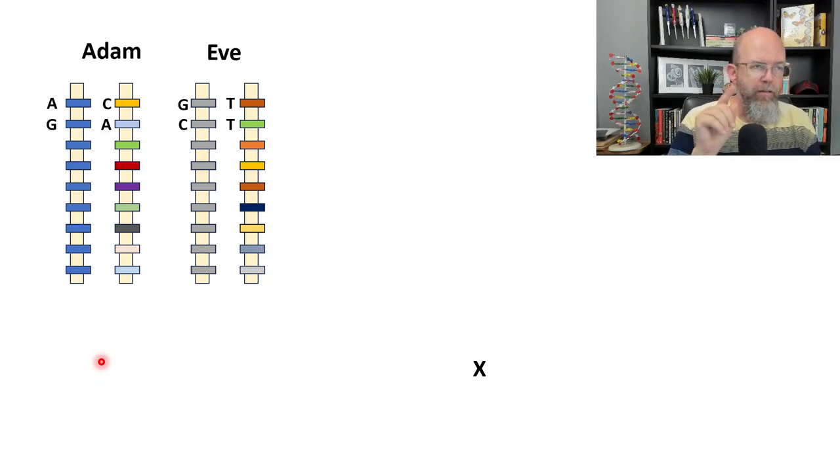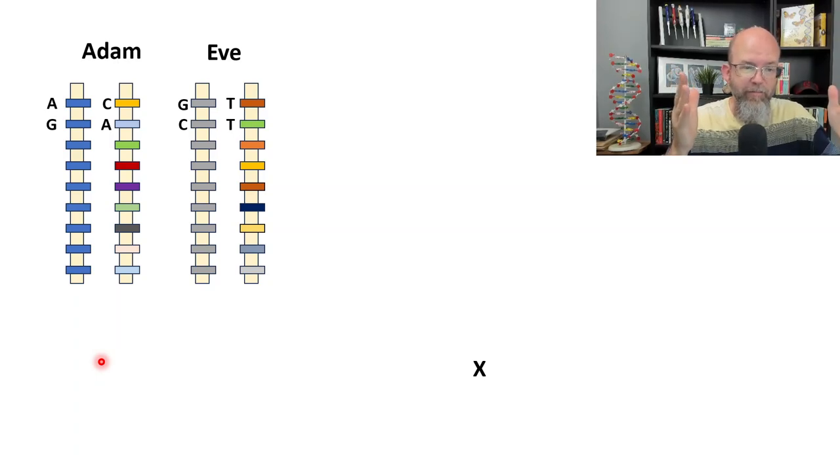And what Nathaniel Jeanson is saying is that Adam and Eve need to have optimal amounts, as much variation packed into their genome as possible. And the only way to do that is you have to have a difference between the one chromosome and the other.